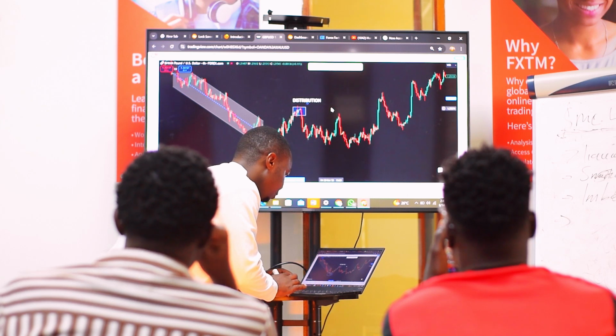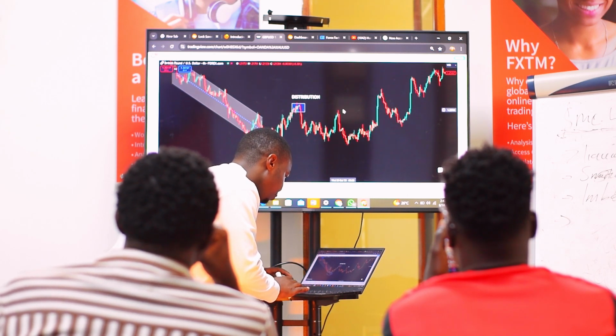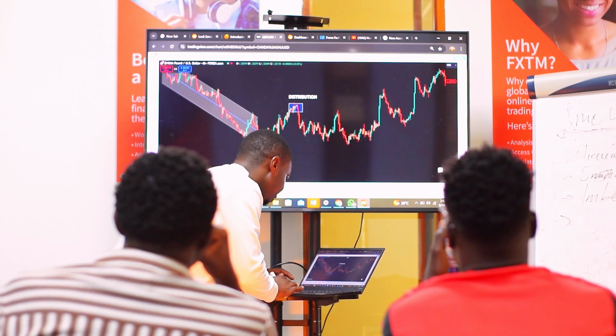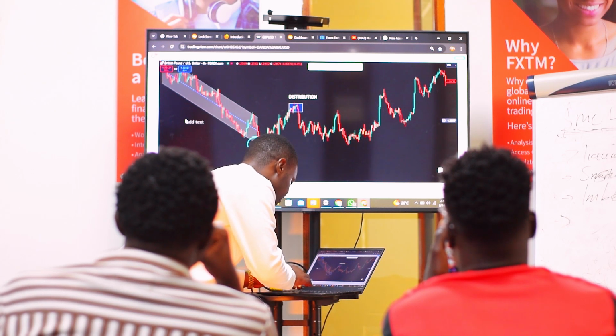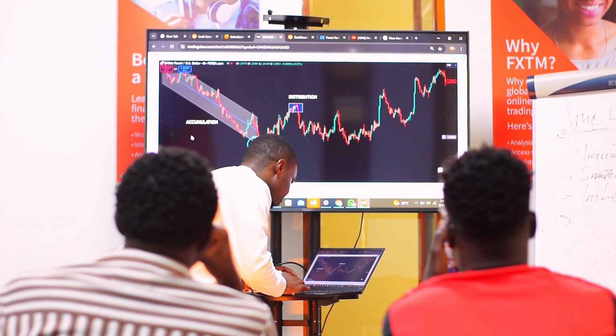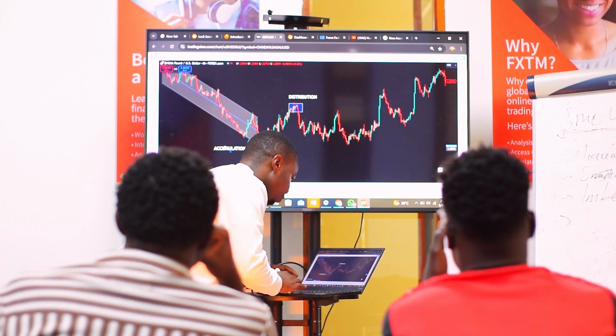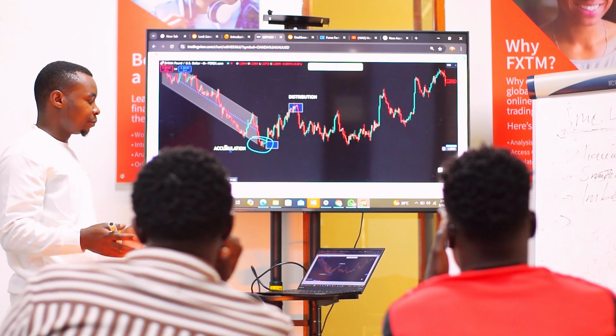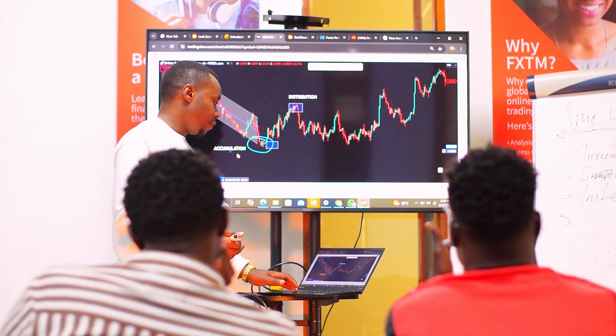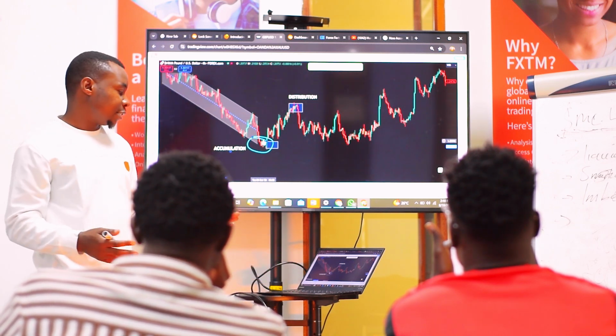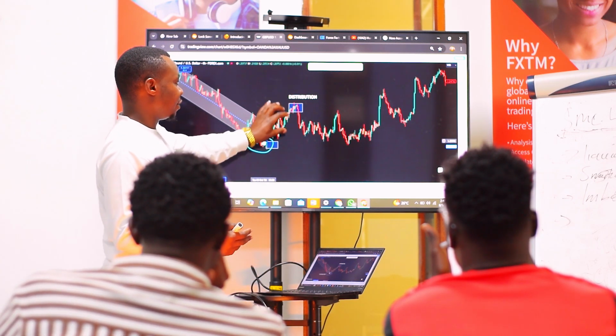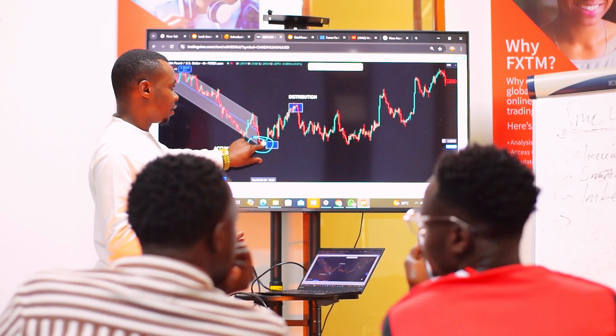Let me try and change the point. So we had distribution of orders at that particular point, and we had an accumulation of orders. In other words, accumulation is a smart money way of collecting or creating buy orders, and distribution is a smart money way of creating sell orders. So in this case, we have two zones. We have the distribution part and we have the accumulation part.